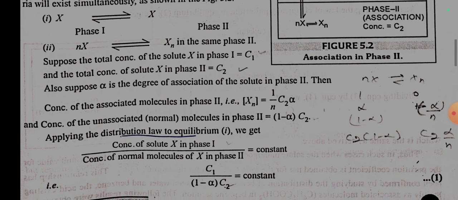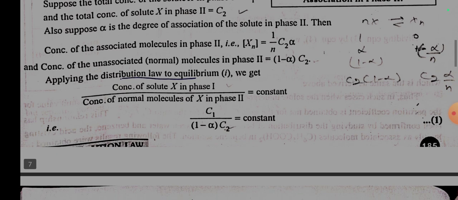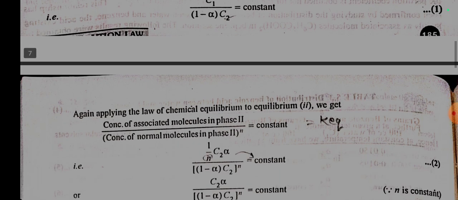Suppose the total concentration of the solute X in phase 1 is C1 and the total concentration of solute X in phase 2 is C2. Also suppose α is the degree of association of the solute in phase 2. Then the concentration of the associated molecules in phase 2, that is Xn, is (1/n)C2α, and the concentration of unassociated molecules in phase 2 is (1 − α)C2. Applying the distribution law to equilibrium 1, we get the concentration of solute X in phase 1 upon the concentration of normal molecules of X in phase 2 is equal to a constant: C1/((1 − α)C2) = constant.